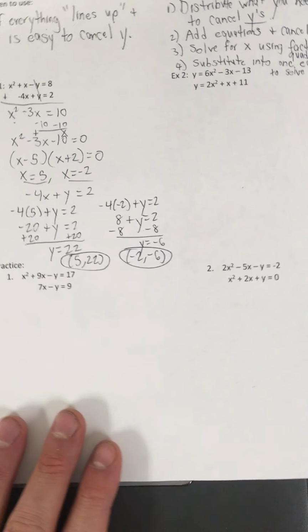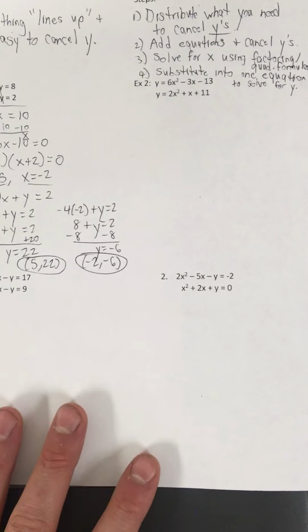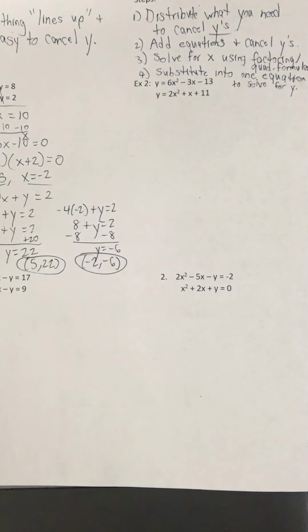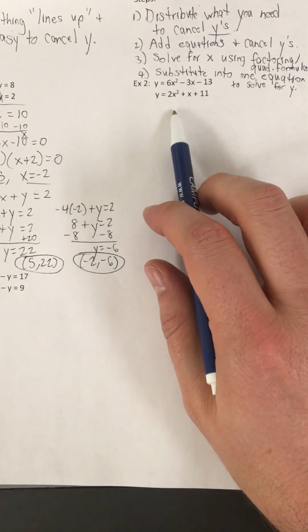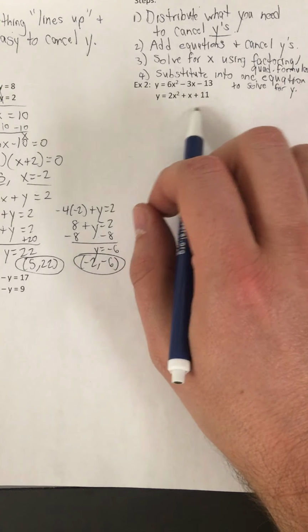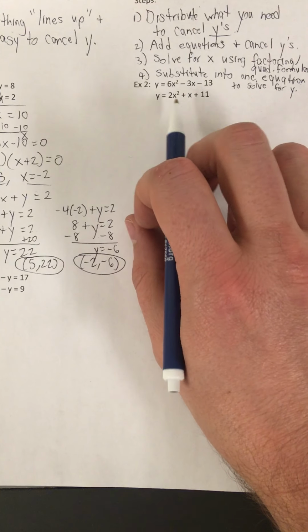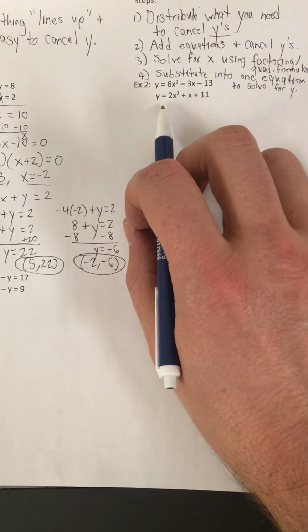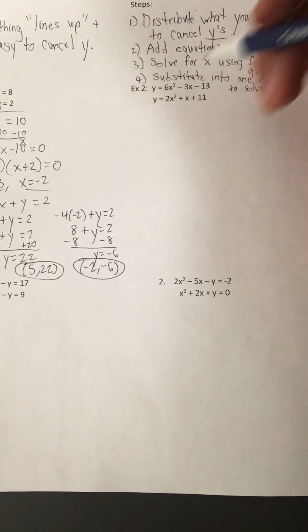All right, let's look at one more. My paper turned sideways. All right, example 2. This one you could use substitution. We did a problem similar to this where you could just plug this whole expression into our y right here. But this one, it might actually be easier to use elimination since everything cancels out.